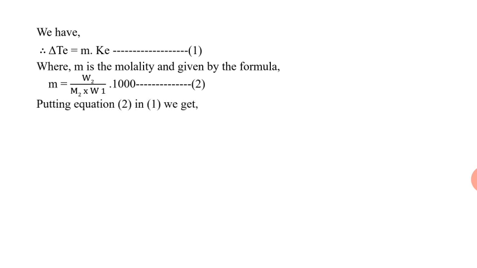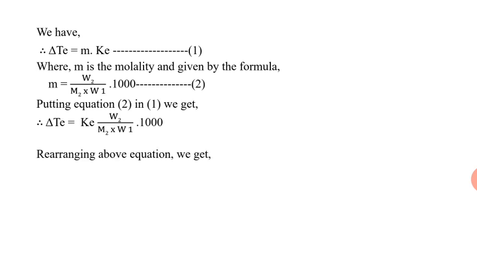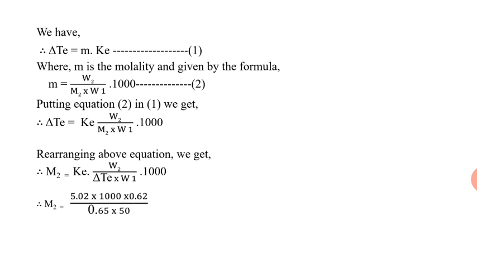Putting the value of equation 2 in 1, we get delta T is equal to Ke into W2 upon M2 into W1 into 1000. Rearranging the above equation, M2 goes to the left hand side. Again M2 is equal to Ke into W2 into 1000 divided by delta T into W1. Putting all the values given, we get our answer, that is 95.77. Thus the molecular weight of the solute, M2, is equal to 95.77.